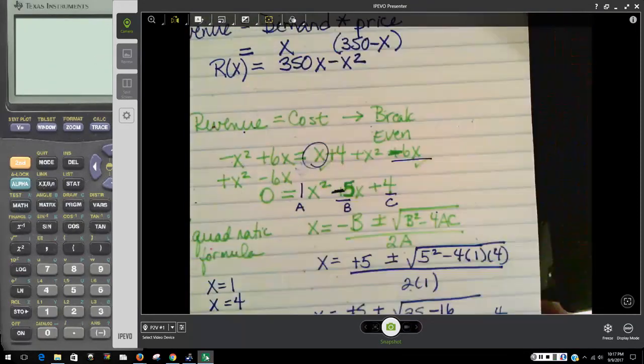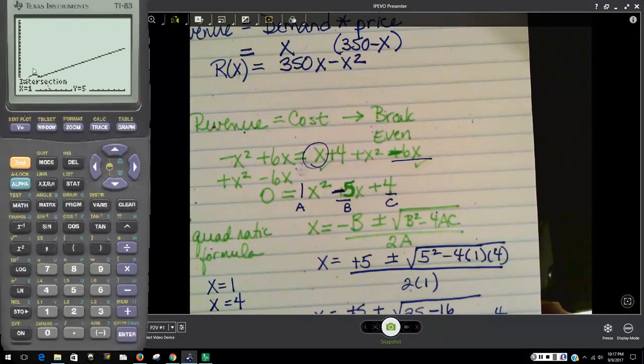So we should be able to verify that by looking here at the graph and see that we do have indeed 1, 5. And if we go back and choose intersect again and we move a little closer to the second intersection point, which we're pretty close at that point, and hit enter 3 times, it says that point is 4, 8.